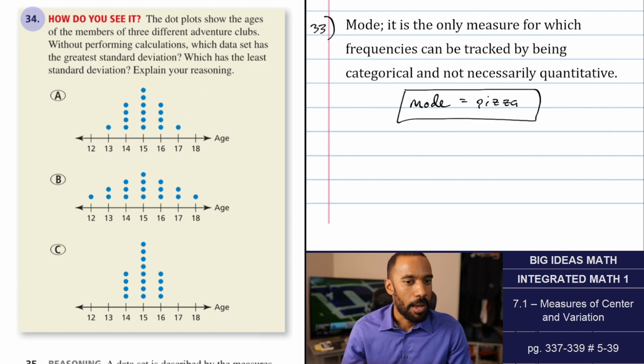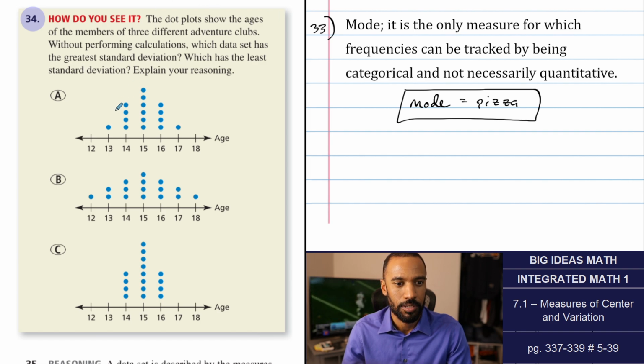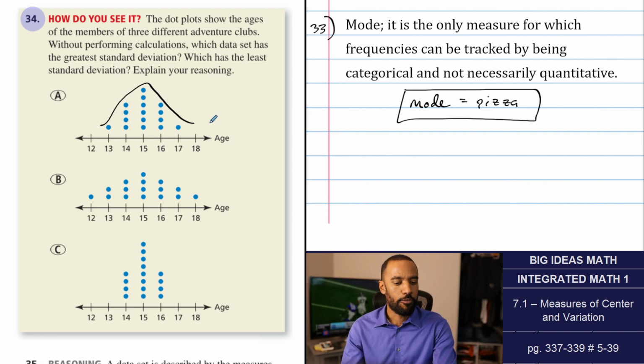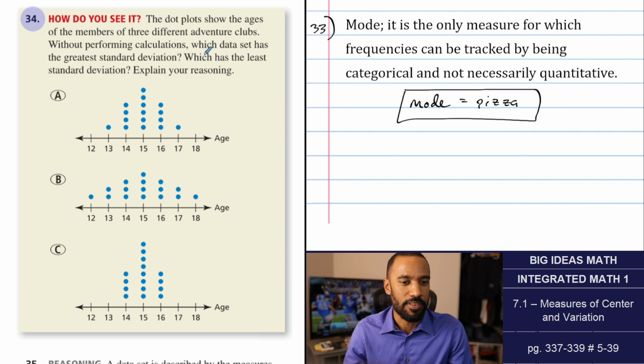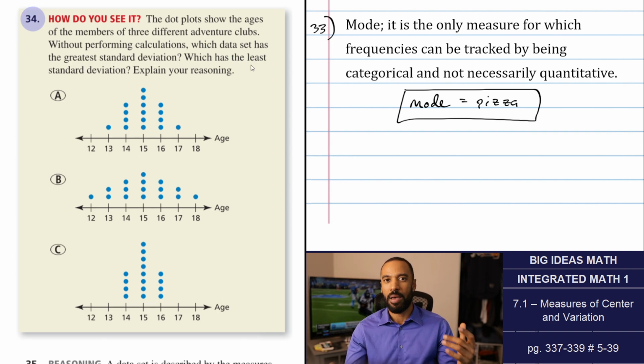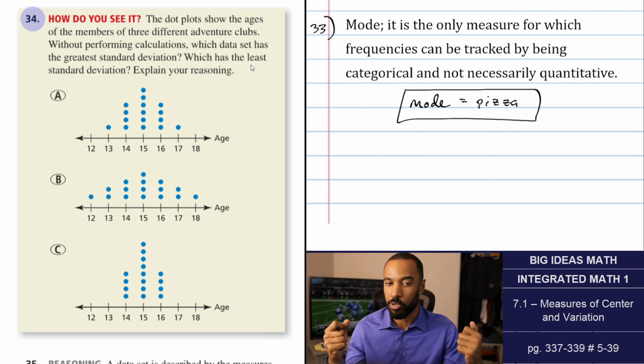34. The dot plot shows the ages of the members of 3 different adventure clubs. This is very symmetric. Without performing calculations, which data set has the greatest standard deviation? Which has the least standard deviation? Explain your reasoning. Standard deviation is about how far your points spread from your mean.